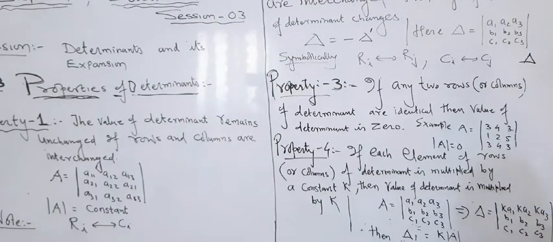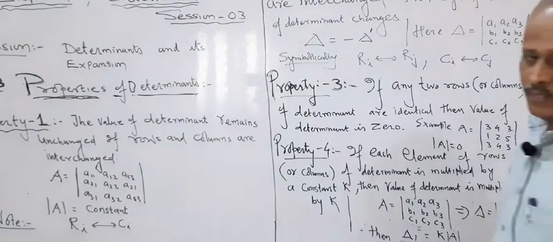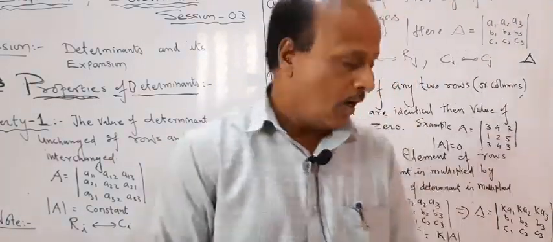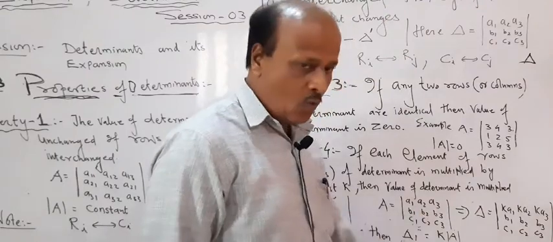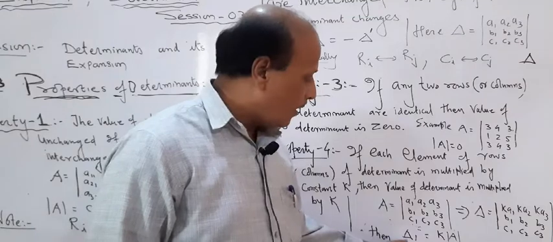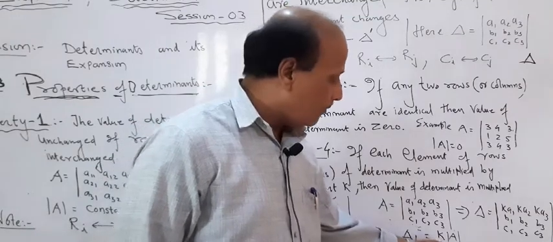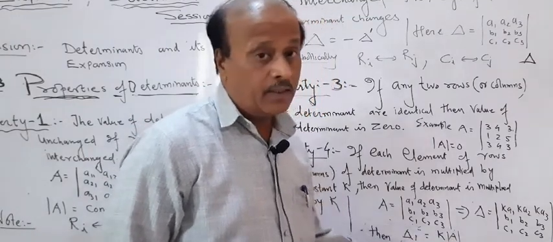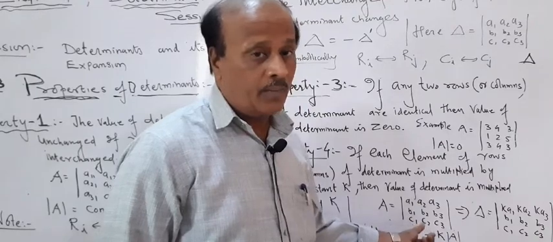So what will be the new determinant? kA1, kA2, kA3, and the rest of the members will be identical. Now again expand. Earlier you expanded the old one, now you expand this one, then the final answer will be k times the initial one. So this is property number 4.